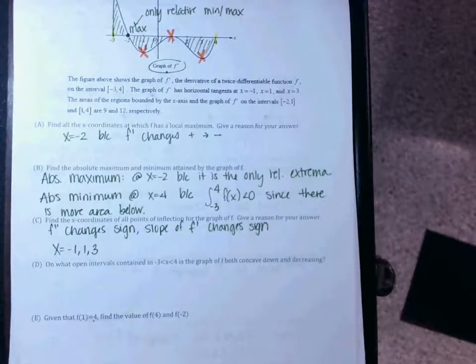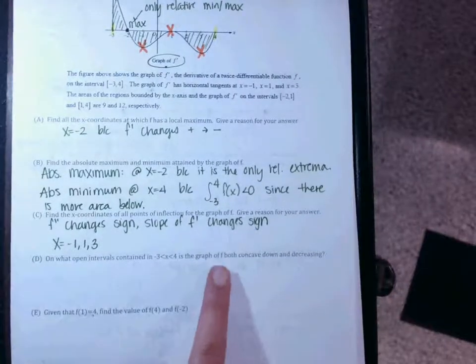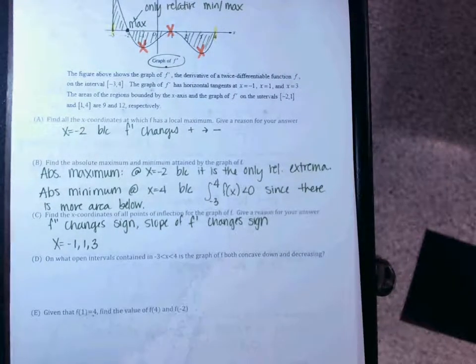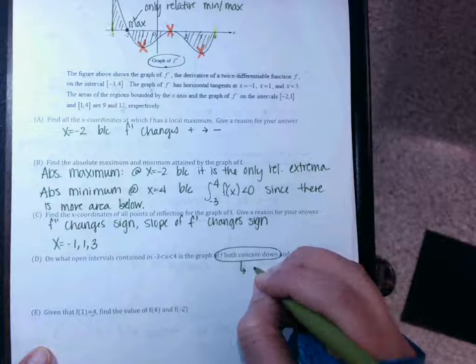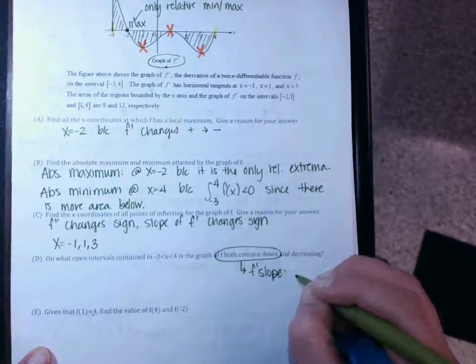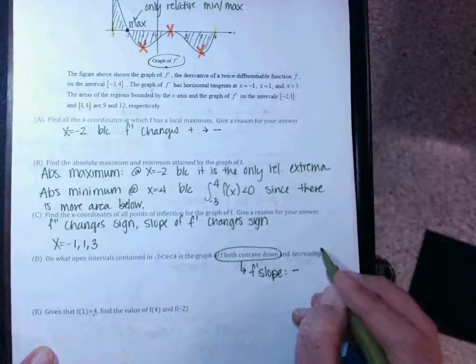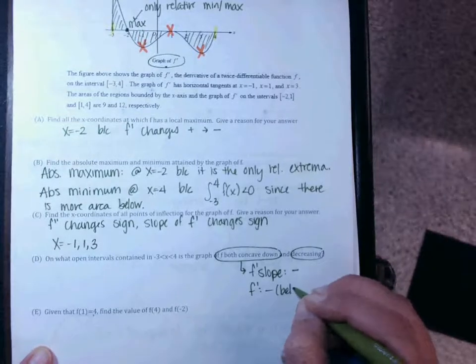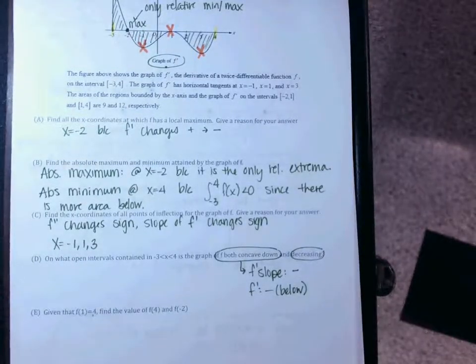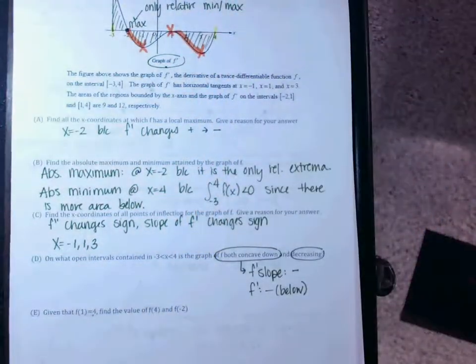Okay, then the next one says, when is it both concave down and decreasing? Now remember, we don't have the graph of f. We're using f prime to make conclusions. So if I want f to be concave down, what am I looking for in my graph? F prime's slope to be negative. And then if I want it to also be decreasing, then I want f prime to be negative, which is below the x-axis. Does that make sense? So then on your graph, where are you below and you also have a negative slope? -2 to -1 and 1 to 3. Good, both of those chunks.